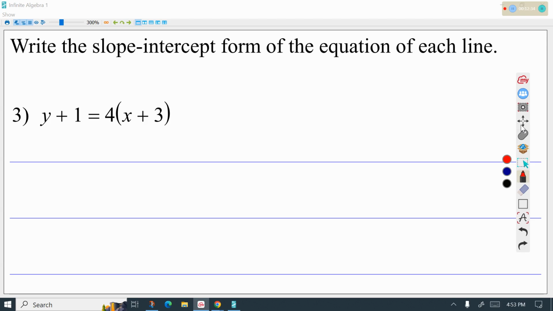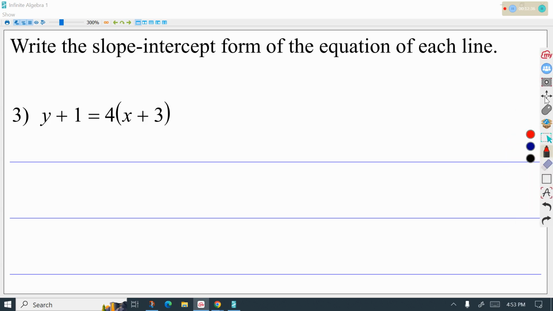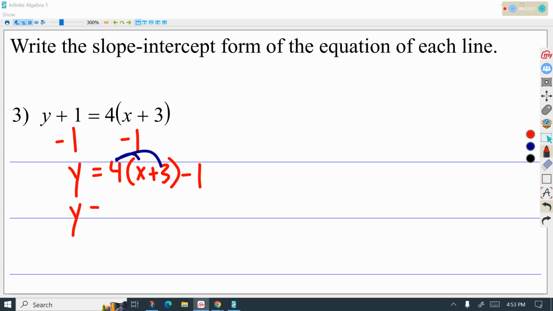And then little by little, we got to bring in some that will have fractions. So step 1, take away 1 from both sides. We get y equals 4 times x plus 3 minus 1. We're going to distribute the 4, so I got 4 times x and 4 times 3. Okay, so that gives me 4x, and 4 times 3 is 12. 12 minus 1. So this last step will be 4x plus 11.